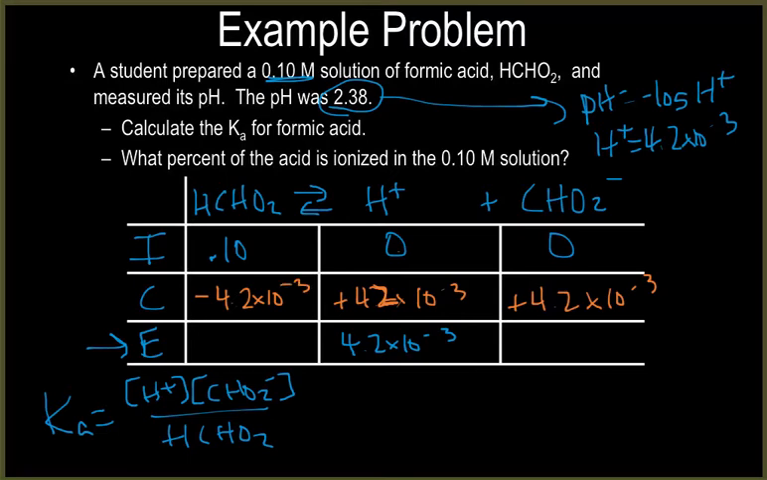Okay, then I can go back and use those values to fill in my equilibrium. So 0.10 minus 4.2 times 10 to the negative 3 is still going to round to 0.10, so that's going to end up being the same. This one is 4.2 times 10 to the negative third.